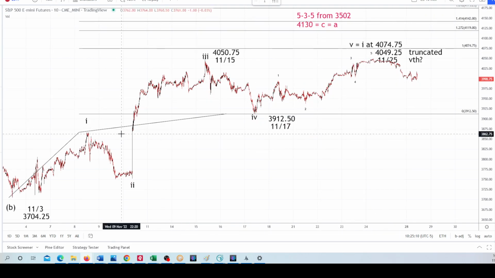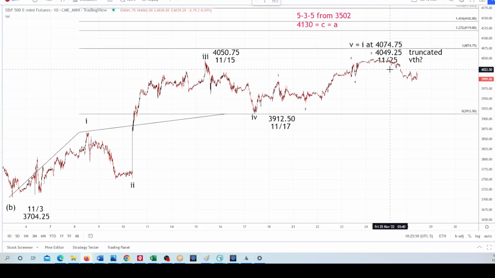Let's look at this. Okay, from that B wave low, we've been looking for a 5 up, 3 down, 5 up to complete this wave 2 and this wave C. And you can see from that B wave low, we've got a 1 up, a 2 down, a 3 up, and then 11.15, a 4 down. And I just published this earlier this morning. You can see the internal wave count of this fifth wave, and it's 1 up, 2 down, 3 up, 4 down, and 5 up. And it came within, there's that 49.25 high for 5 and a 50.75 high for wave 3. Don't see this very often.